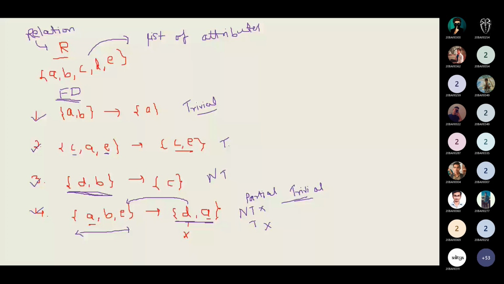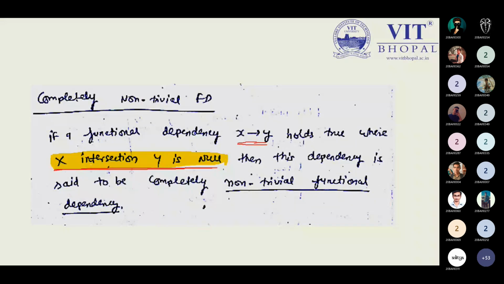Now, next we have the definition of completely non-trivial functional dependencies. So in this completely non-trivial functional dependency, we are not talking about the partial functional dependency. We are talking about the complete non-trivial functional dependencies. If a functional dependency X determines Y holds true, where X intersection Y is null, it means no single attribute is matching. So the output we will see is 0. We are getting the intersection between X and Y as null. Then this dependency is a completely non-trivial functional dependency.